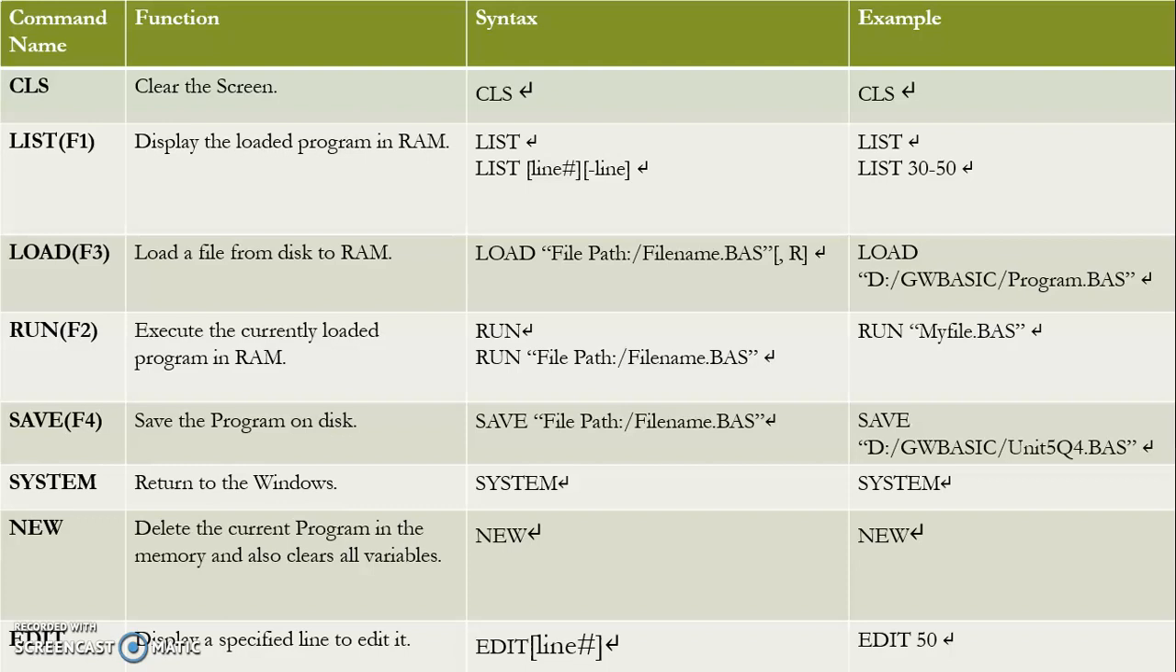Then the last command over here is edit. What will this command do for us? It will display a specified line to edit it. In case we have any editing in the recent program or loaded program, we will use this command. The syntax of the edit command is: type the edit command and then mention the line number that you need to correct or edit. Example over here, type edit and then give the line number 50 and press enter. Line number 50 will be selected, and in this line number 50 we can edit.